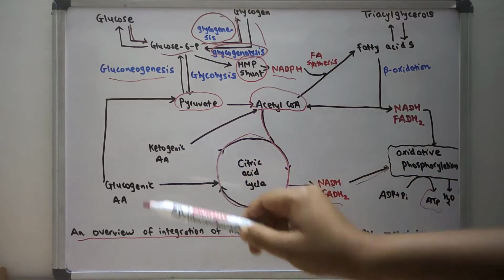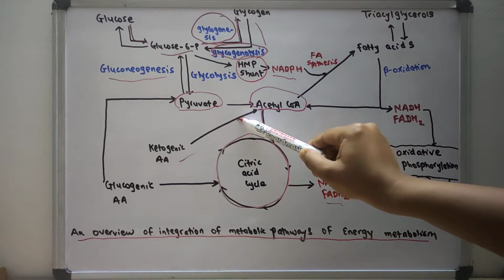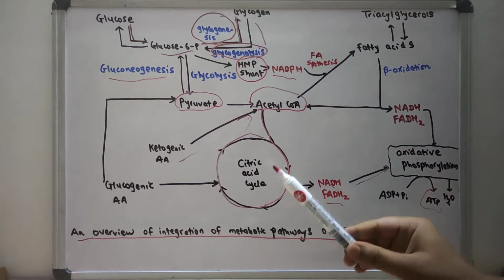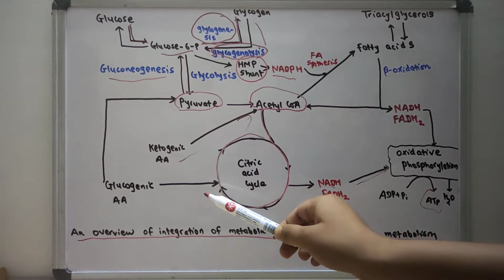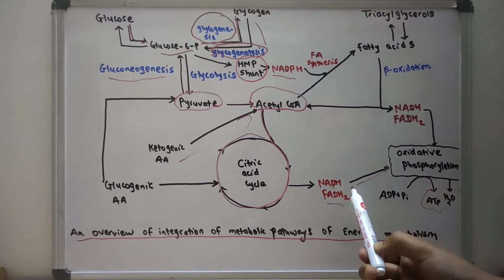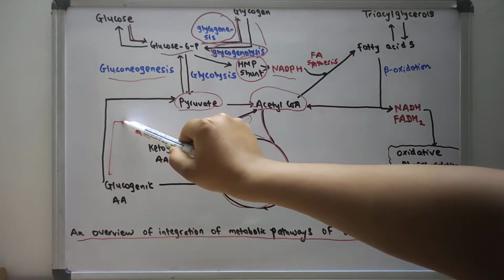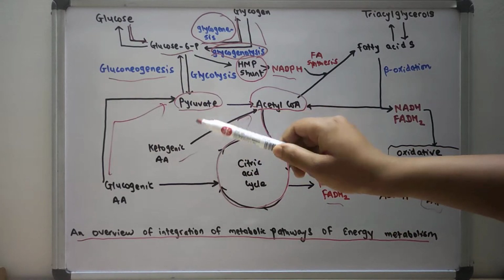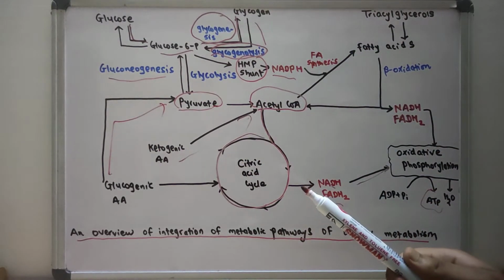So we have ketogenic amino acids and glucogenic amino acids. The ketogenic amino acids can be converted into acetyl coenzyme A, and that can enter the citric acid cycle. Also, glucogenic amino acids directly enter the citric acid cycle to produce NADH and FADH2. Also, glucogenic amino acids can be converted to pyruvate, and from pyruvate it can enter other metabolism.